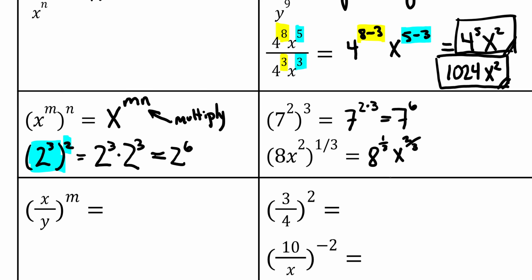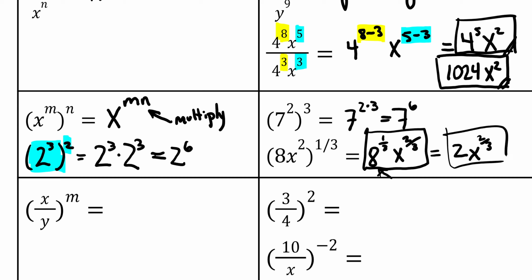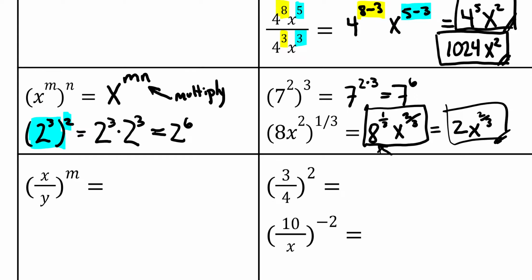And you can show that 8 to the 1/3 can simplify down to 2. I don't want to get into it right now. So that's 2x to the 2/3. And we can come back to why it is that 8 to the 1/3 is 2. But for right now, those would be your answers. Either of those would work.